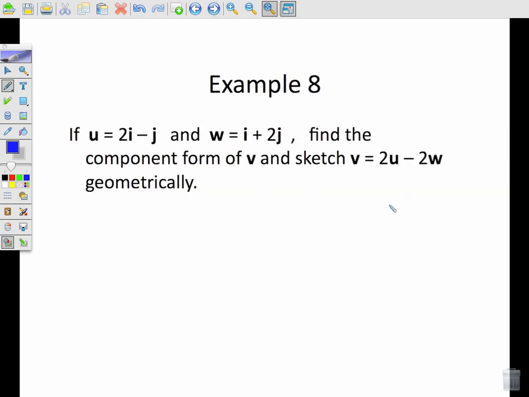All right, in example 8, looks like we are going to just be working with some operations again. You've got u is 2i minus j and w is i plus 2j. Find the component form of v and sketch. So we're doing v is 2u minus 2w. Let's go ahead and do that. So 2 times u would be 2i minus j minus 2 times w. W is i plus 2j.